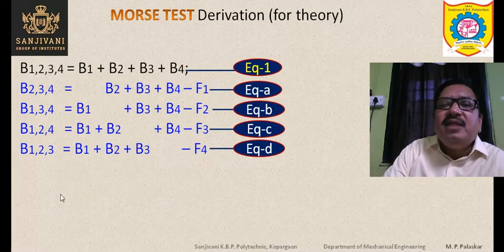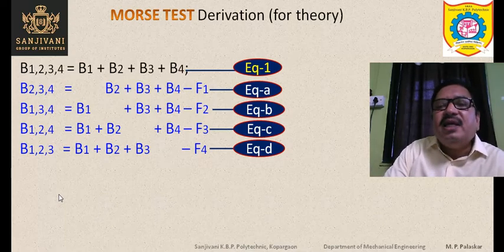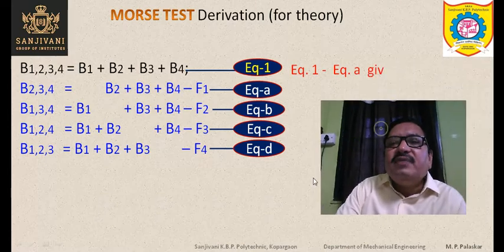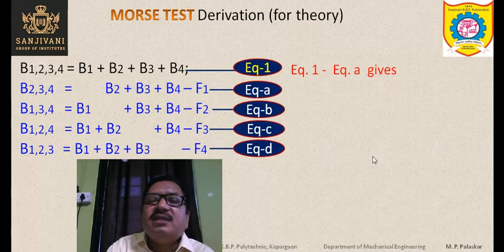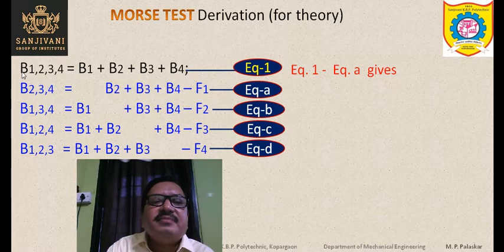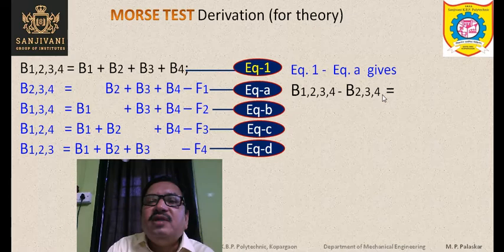Now let us manipulate these equations. First of all we will subtract equation A from equation 1. So equation 1 minus equation A will give us the following equation. First of all, let us subtract the left hand side. The left hand side is B1234 minus B234.